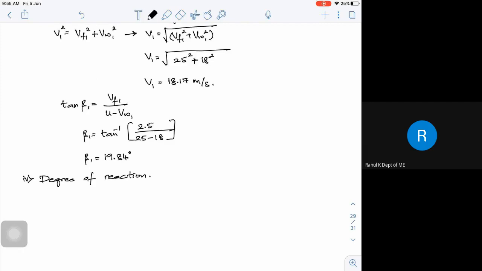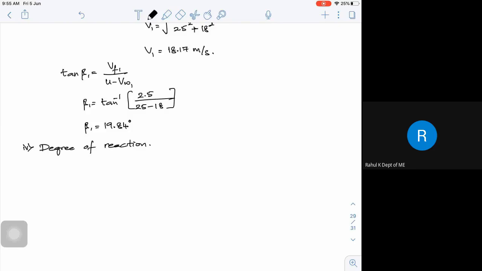Degree of reaction. Okay, what is the degree of reaction? It is the work done. That is, I can go by this particular formula. That is, your R is equal to your Euler head H minus your kinetic energy component, and if I remove it, divided by your Euler head.